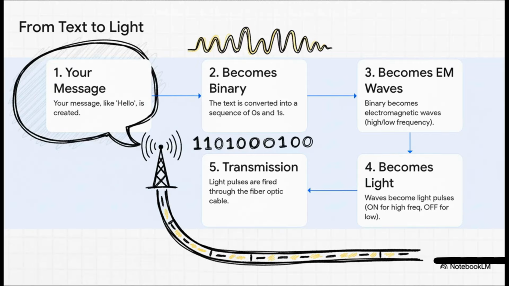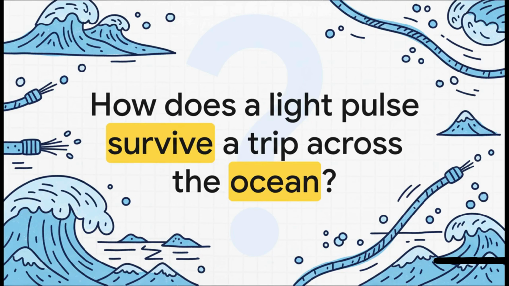At the other end, a transmitter sees that high-frequency wave and flashes a pulse of light into the fiber. It sees a low-frequency wave and does nothing. Light on, light off. 1, 0. Your message is now officially a series of light pulses, blinking its way to its destination. So that seems to make sense, right? But sending that little pulse of light thousands of kilometers through an undersea cable, that's a whole different ballgame. How does it not just fizzle out?